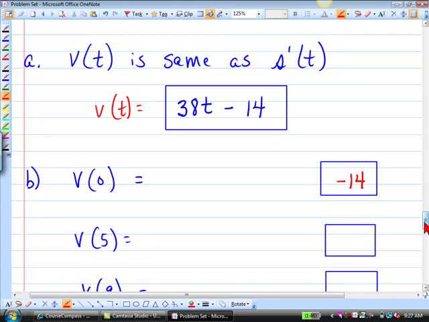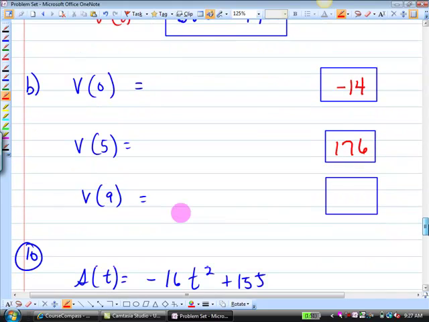All right, so what number did we get? 176. And then v of 9. And I have a few calculators up here if somebody doesn't have one and needs one today. All right, so that's not bad. You find the derivative, plug in the numbers, you're good. Everybody okay with that? Velocity is the first derivative of the position. Okay? All right.